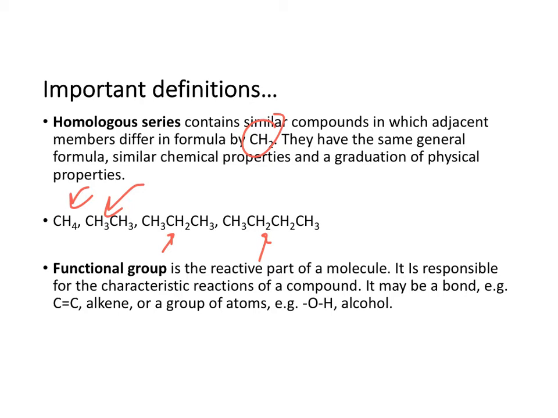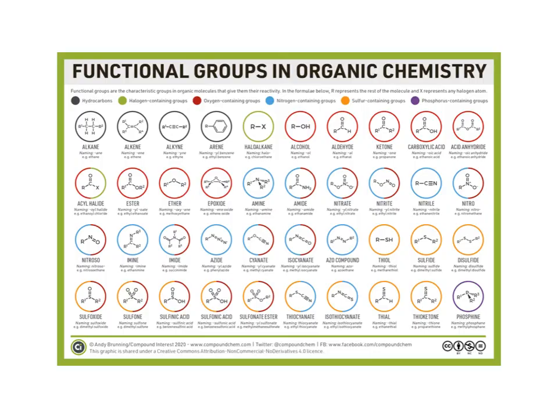And coming up with ideas and recognising such things allows us to start putting organic chemistry on a more logical footing for us. And a functional group is the reactive part of the molecule. So the functional group of the molecule is the one that gives that molecule its characteristic reactions. So it can be many things, and we're going to look at some functional groups now.